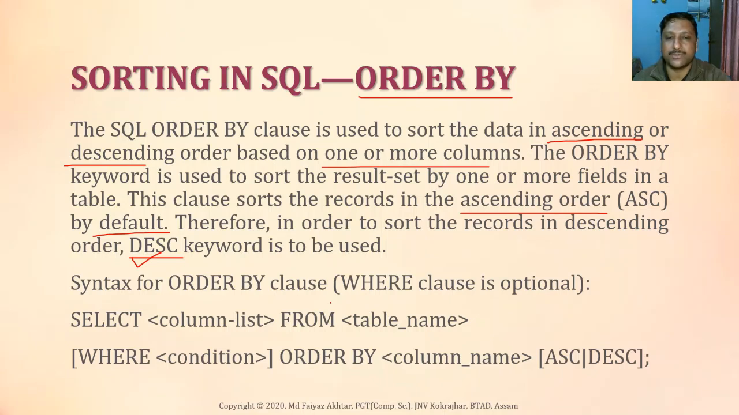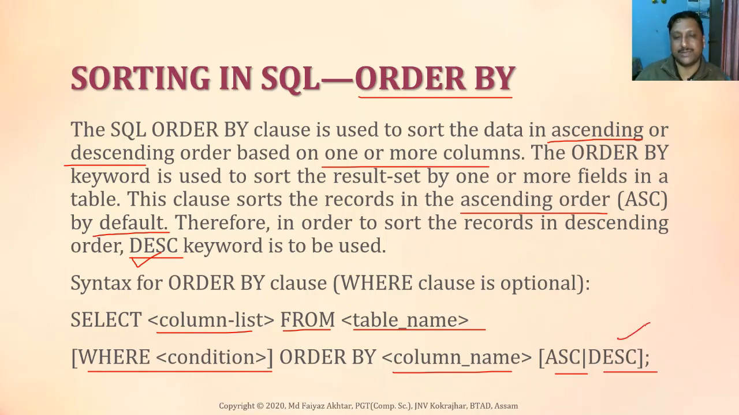Syntax for the order by clause is like this: select column list, from table name, where condition, order by column name, ASC or DESC. ASC is the default, DESC you have to mention. Okay, see the example.